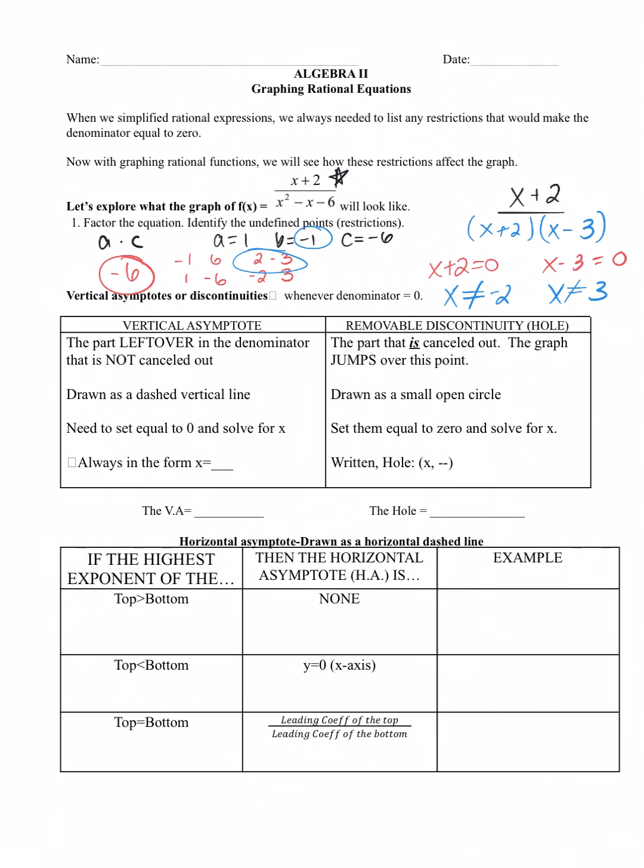So now we factor the equation and we identify the undefined points, okay? My last step is to cancel out anything on the top that's the same as the bottom. We need to reduce it. So I noticed that x plus 2 and x plus 2 are on the top and on the bottom, so I could cancel both of those out. Okay, so that's what I learned about yesterday.